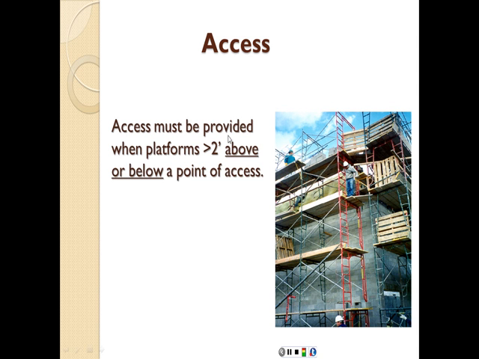Access must be provided when platforms are 2 feet or more above or below a point of access. So if the point of access, for example, is this roof slab, and you're going to be working on this scaffold, and there's a difference in elevation between the two levels of 2 or more feet, then you must provide some access, which is going to be something like a ladder.